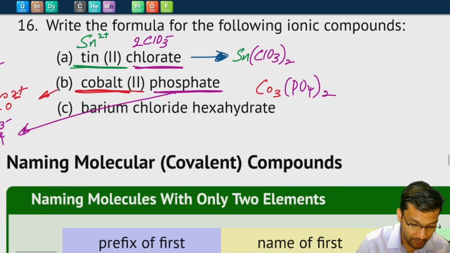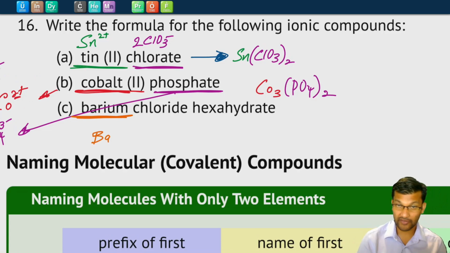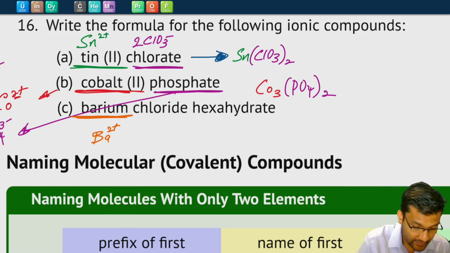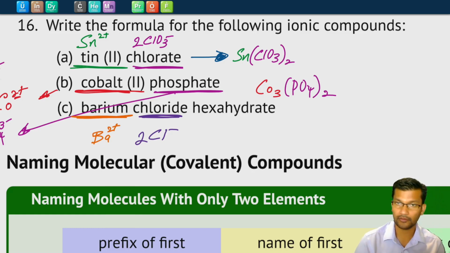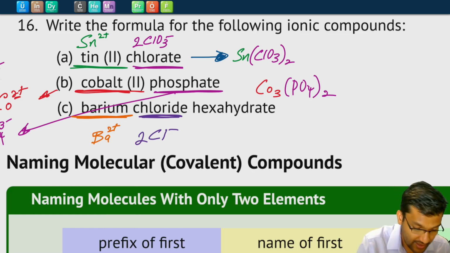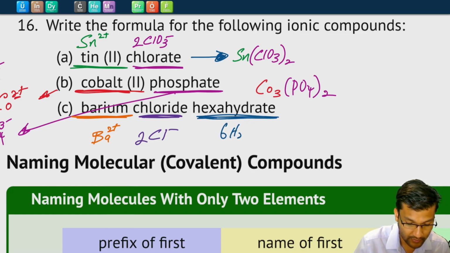Try one more. Barium chloride hexahydrate. Let's do this one at a time. Barium, Ba. If you look at your periodic table, it's in the second group, which means we already know it has a 2 plus charge. It's not variable. Chloride, we already know, has a charge of Cl minus. So already we're seeing for 2 plus charge and a 1 minus charge, we need to multiply that by 2 so that the charge is balanced. And then finally we have the hexahydrate part. Hexa means 6 H2O, right?